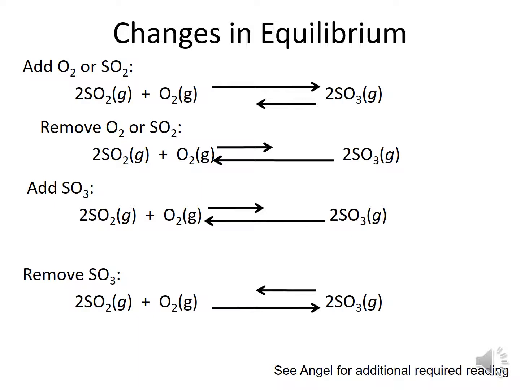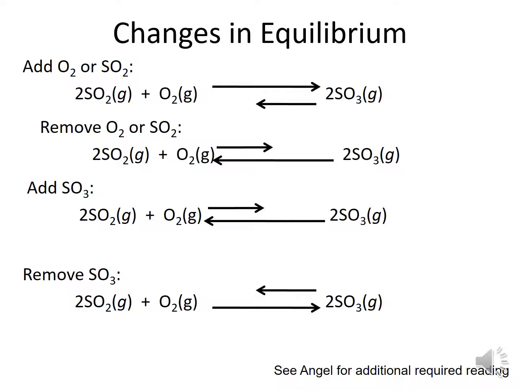If I add a product, add SO3, that will make the reverse reaction again faster than the forward reaction. So as that occurs, we use up some SO3 and we make some more SO2 and O2 until it reestablishes equilibrium. The stress was adding SO3, the shift was to use up some SO3.